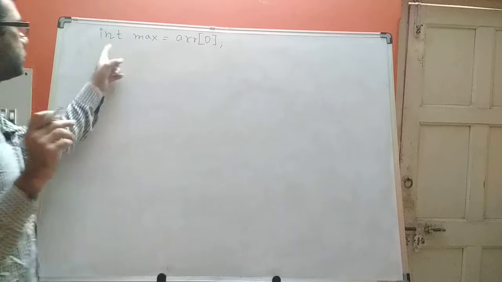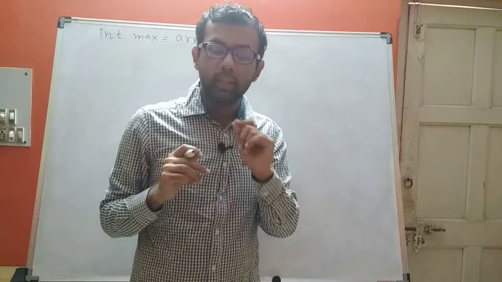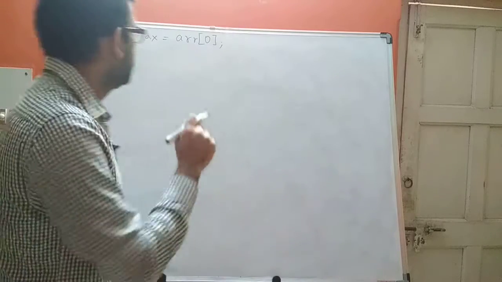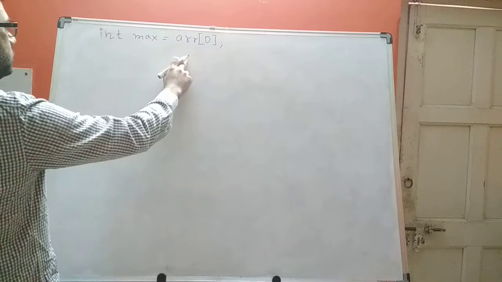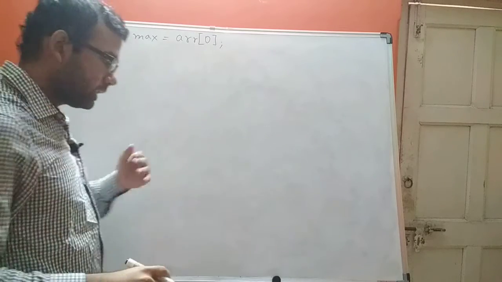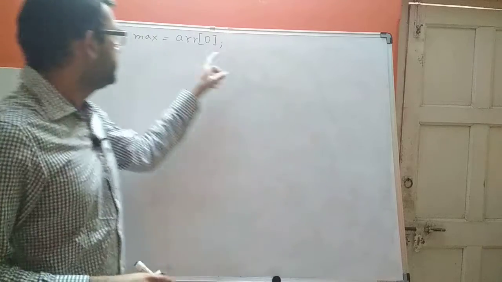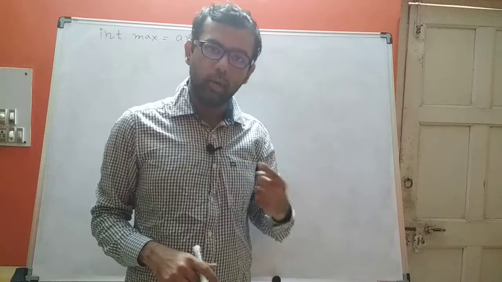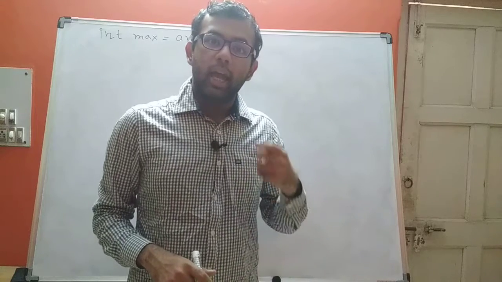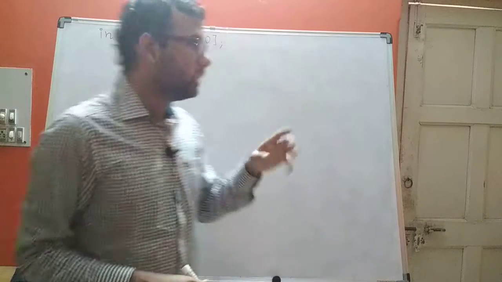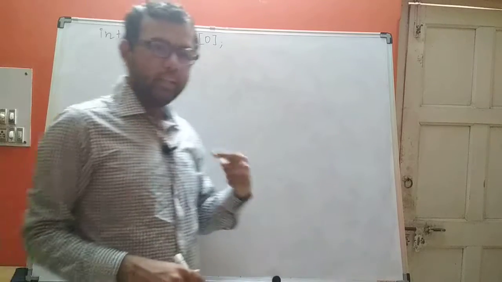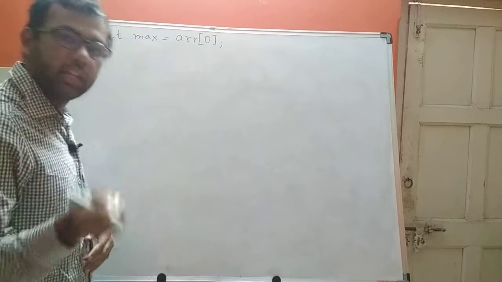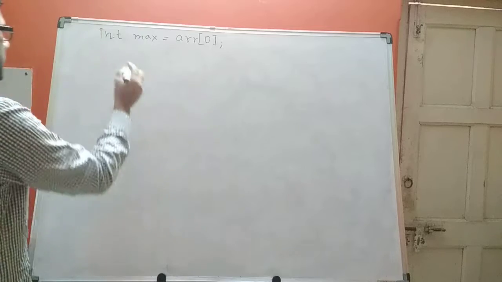So what am I doing through this step? I'm assuming that the first element of my array is the maximum element. Now, after this assumption, what will I do? I will start from the next element, the element at position 1, and check whether I can find any element in the array which is greater than max. If I find an element greater than my assumed maximum, then I'll change my maximum to that element. So let's see how we can do that.